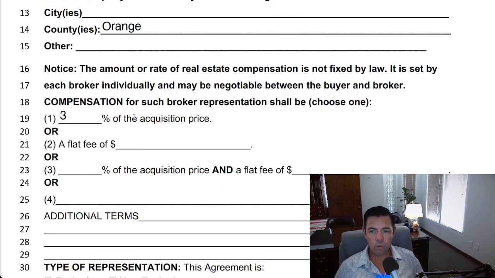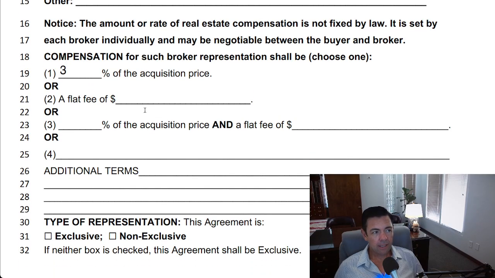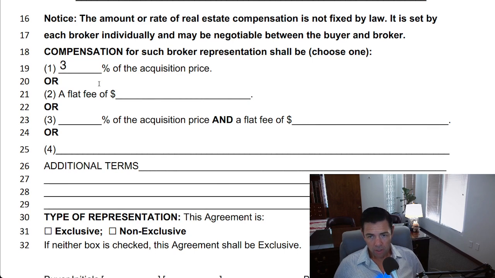Now we get down to compensation. So you'll want to start at a higher number because you can always reduce this, but it's hard to make it go higher. So I put 3%, put 2.5 or 3% of the acquisition price. If it's a flat fee, put it there. If it's a little of both, put it there. If it's something totally different, put it there on line 4. But the simple, typical way to complete this is to put a percentage here.